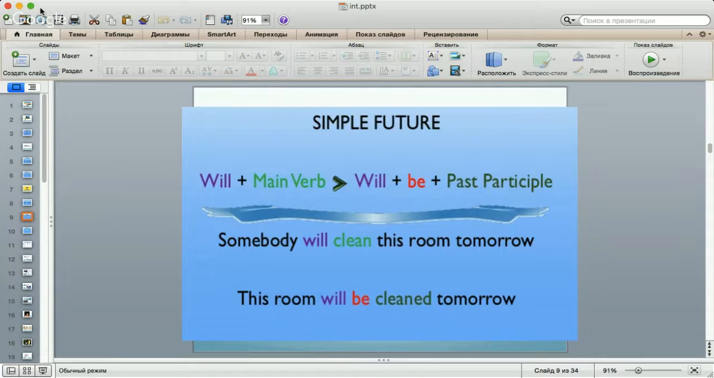So the same story, almost the same story, is about future simple in passive voice. So we just take this word will, to show that anyway we are speaking about the future, and then we take the verb to be, so be, and then again the past participle. Examples: somebody will clean this room tomorrow. How can we transform it into the passive voice? So the object goes to the first position, we get rid of the subject, and what do we get? So this room will be cleaned tomorrow. See? So just will, then be, then clean with the ed ending. Pretty simple.